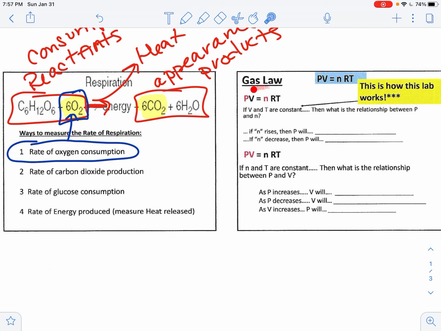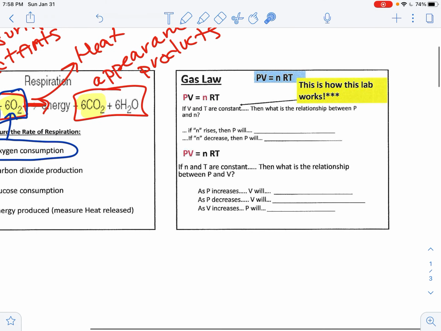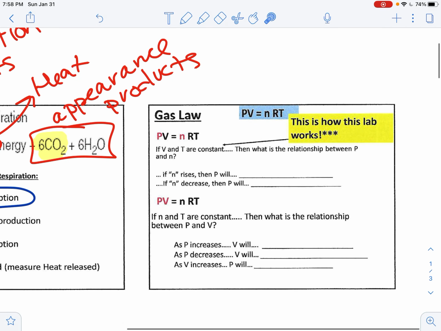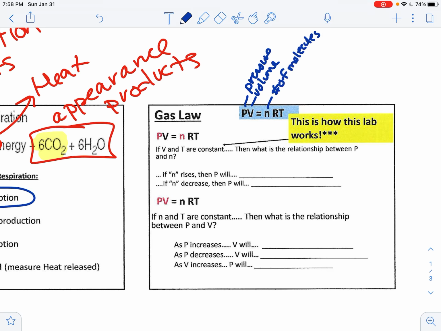But all of this is based on the gas law from chemistry class, PV equals nRT. When we're dealing with gases, remember gases take up any container, whatever container they're in, they spread out to that container. What these things stand for: P is pressure, V is volume of the gas, and that equals n, which is the number of molecules of the gas. R is the gas constant, so that's just a number that's going to stay fixed.